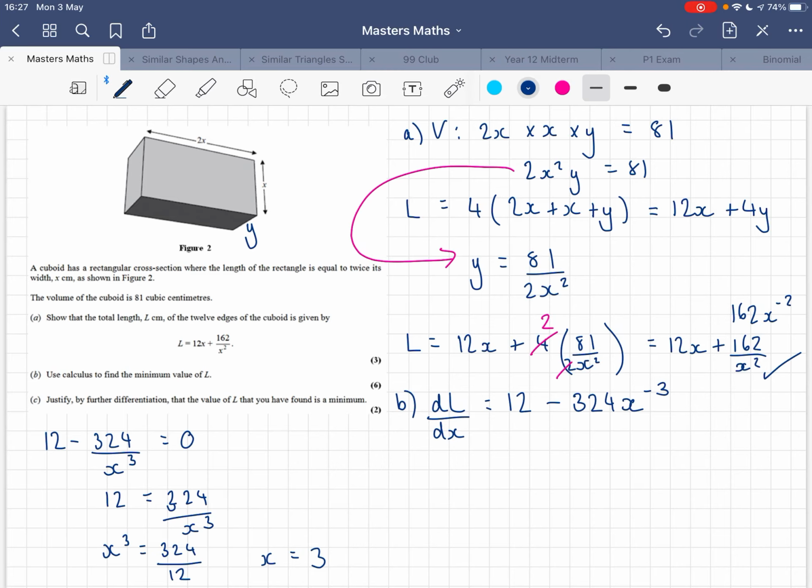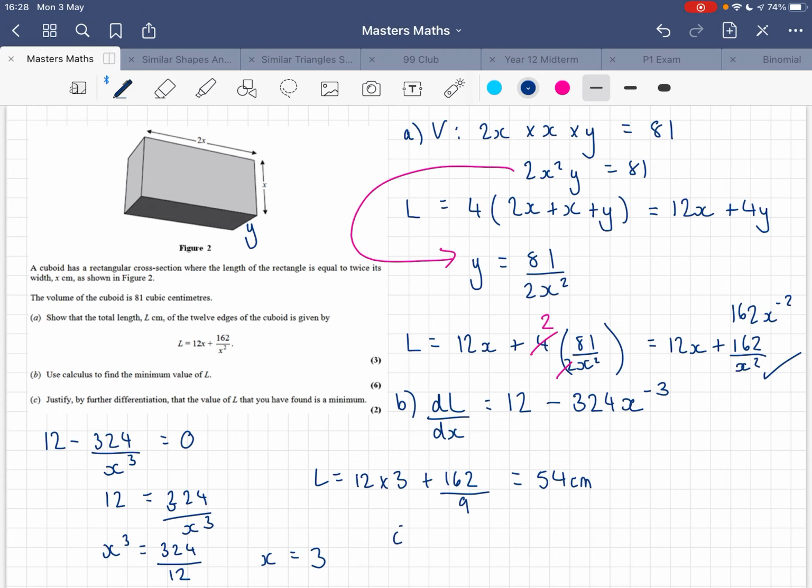So x is equal to 3, which means the minimum value of L is found when x is equal to 3. So we're doing 12 times 3 plus 162 over x squared, which is 9. So that's 36 plus 162 over 9, which is 54. So the minimum value that the length can take is 54 centimeters, I guess.